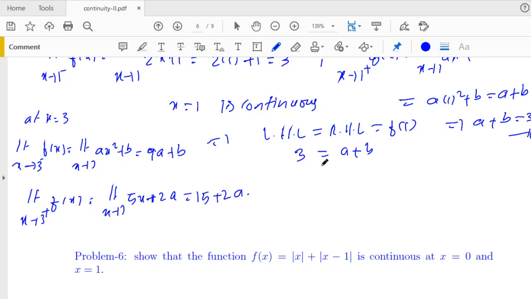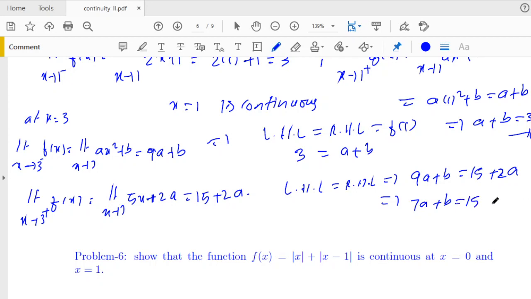Given function is continuous, therefore at x equal to 3 f is continuous, therefore the left hand limit equal to right hand limit. This implies that 9a plus b is equal to 15 plus 2a. Take left side a, therefore 7a plus b equal to 15. This is equation number 2.